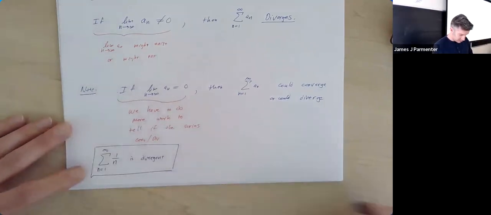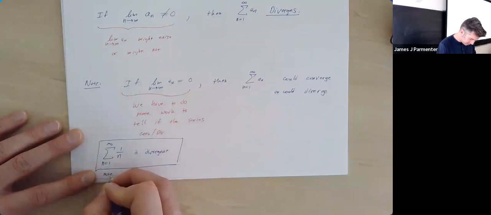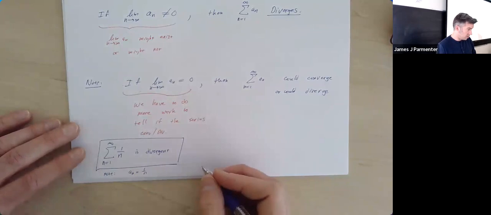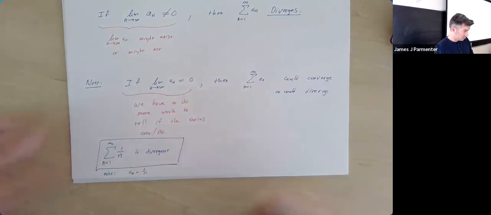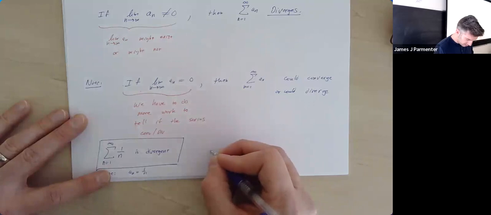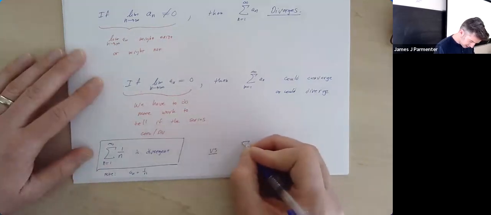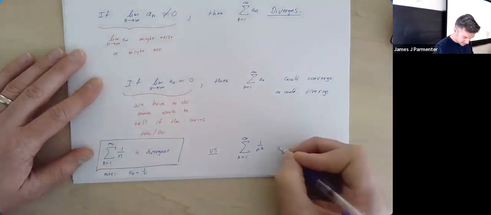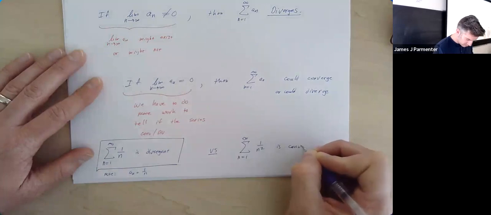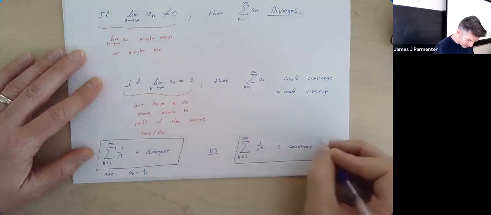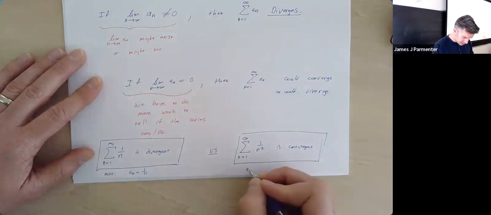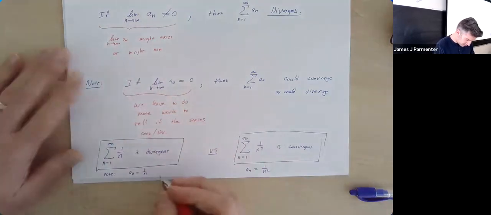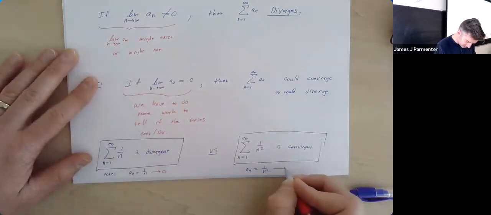And I will point out, just to stress, notably, the sequence 1 over n definitely converges to 0. You can take the limit of that and see that it goes to 0. On the other hand, the series from n equals 1 to infinity of 1 over n squared is convergent. Yet both of these series come from sequences that converge to 0. So both 1 over n and 1 over n squared converge to 0.